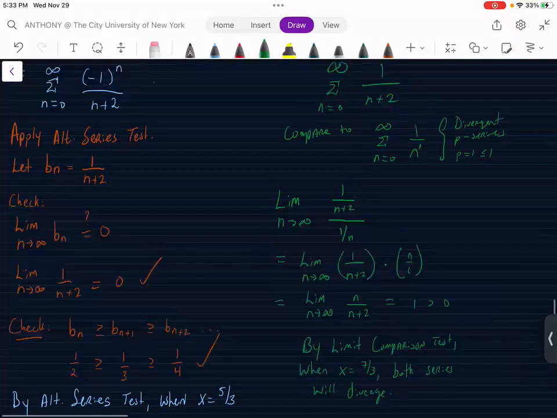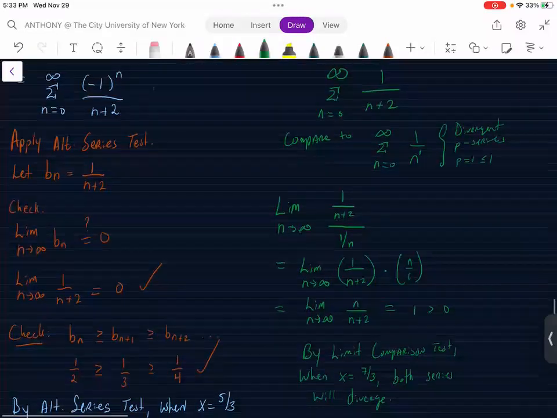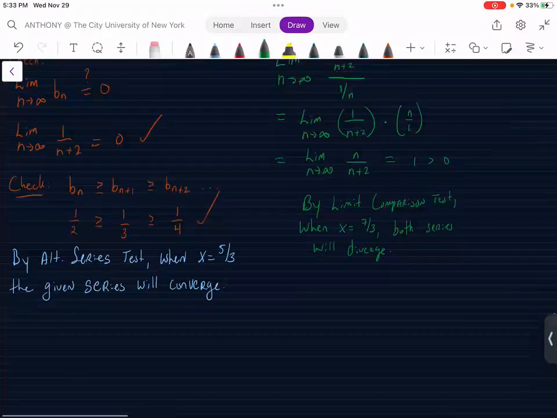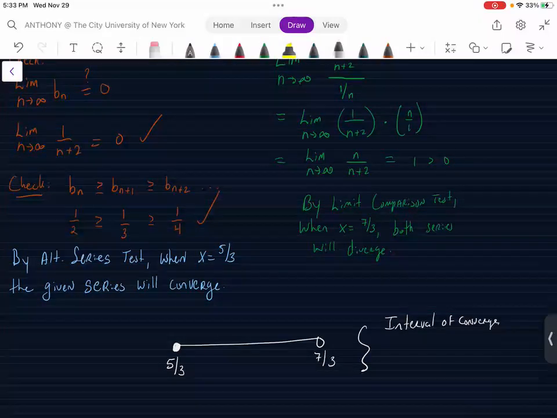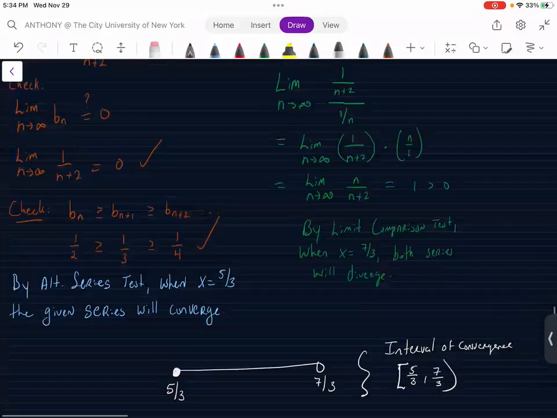Since at x equals 7/3 you have divergence, then on the number line that I drew, we included 5/3, but we're not including 7/3. So when you write out your interval of convergence, it's going to be a half open, half closed interval. It starts with a square bracket at 5/3 and ends at 7/3 with a closed parenthesis. And that is your solution.